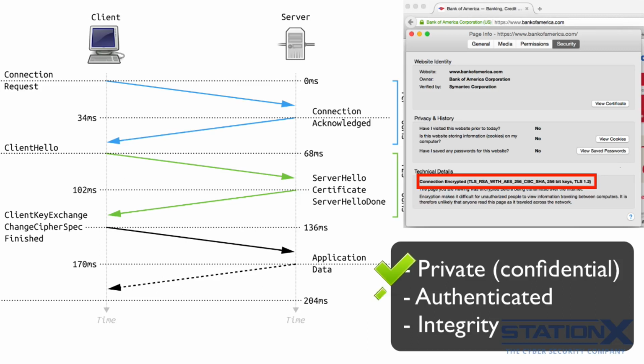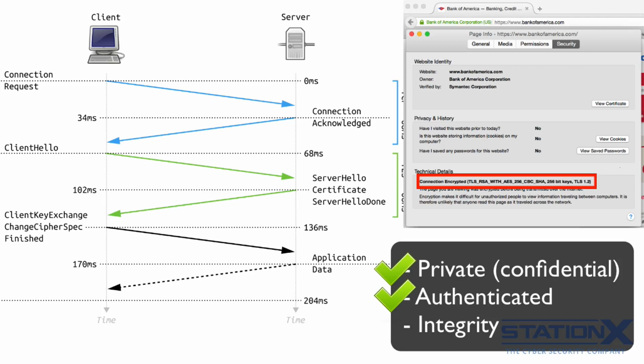The identity of the communicating parties can be authenticated using public key cryptography, certificates, and digital signatures. This authentication can be made optional, but is generally required for at least one of the parties, usually the server, so the websites you visit. And I'll show more on this when we talk about certificates.